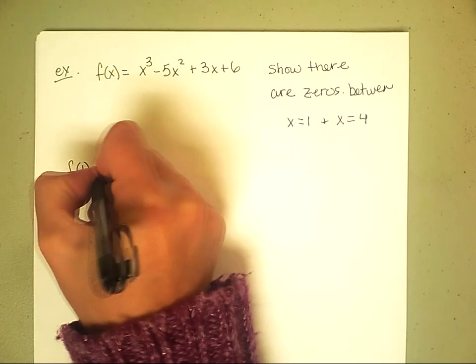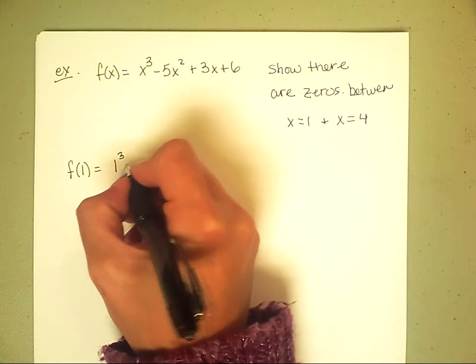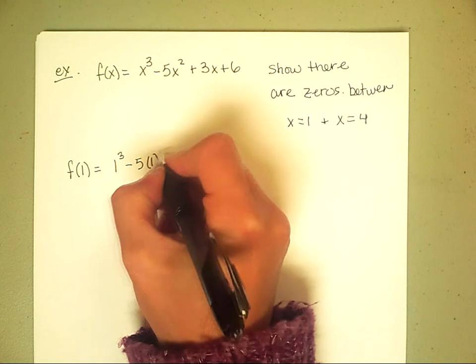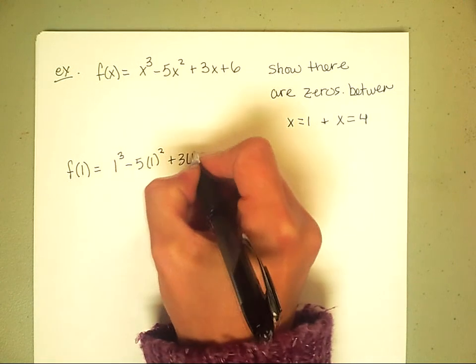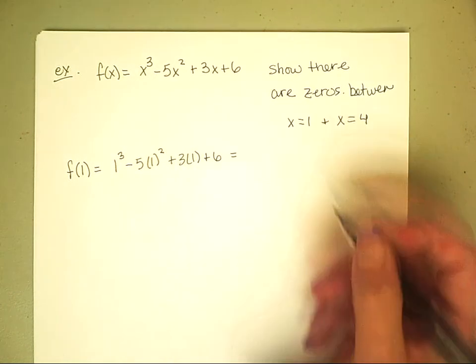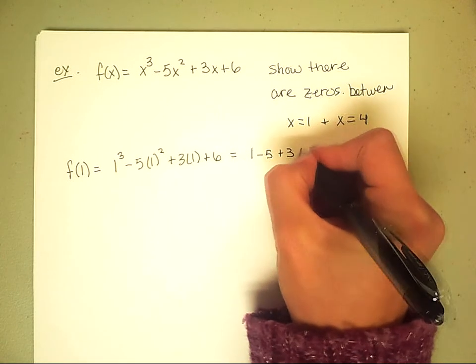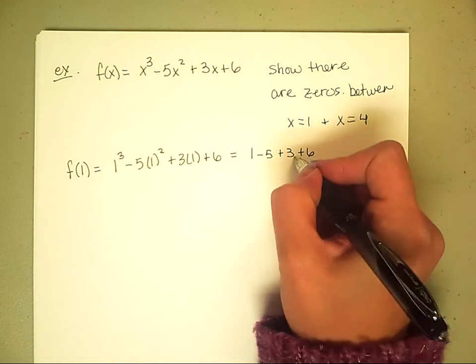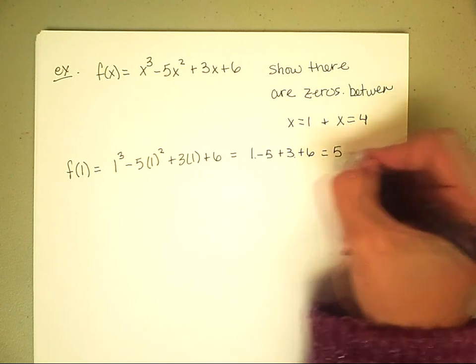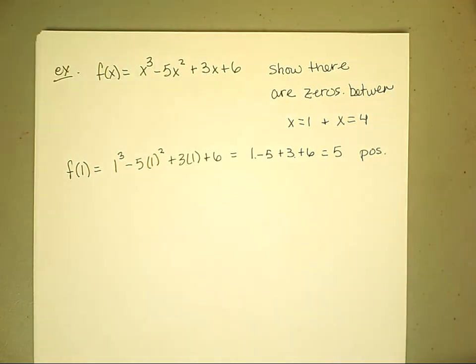I would start this way. Evaluate your endpoints. f of 1 is 1 cubed minus 5 times 1 squared plus 3 times 1 plus 6. So this is 1 minus 5 plus 3 plus 6. Let's see, 10 minus 5 is 5. Okay, so this is positive.